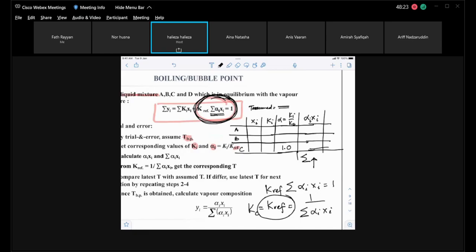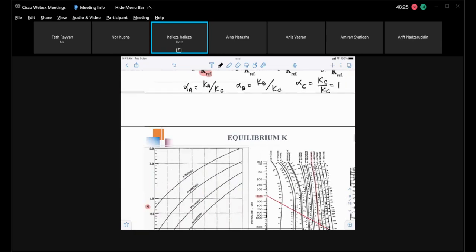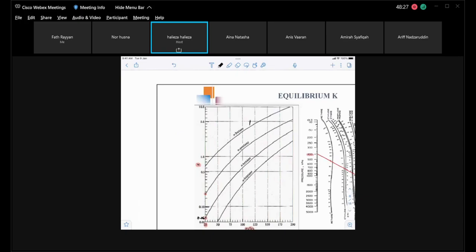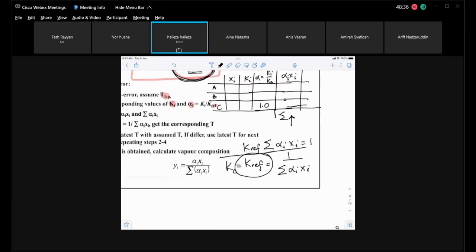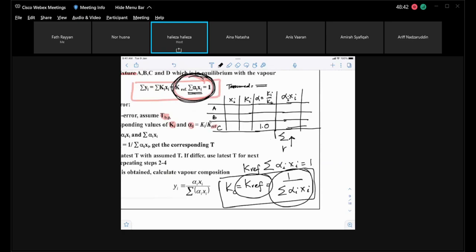So from the graph just now, for example, this is your A, this is your B, this is your C, and then D. So this is your component C. So you already know what is your K from this calculation, which is the summation of that. Okay, so your K should be the inverse of that summation that you got here.